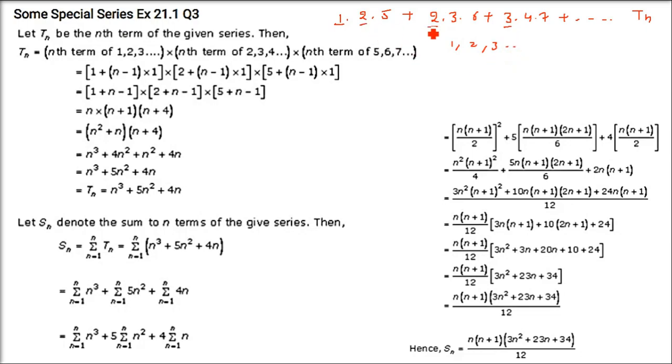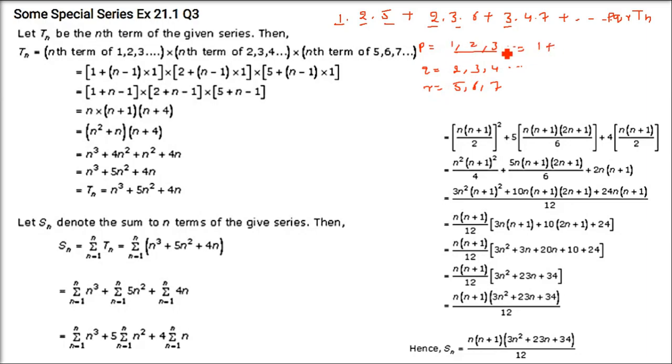1, 2, 3. Then we have 2, 3, 4 like this. Then we have 5, 6, 7 like this. Okay. Now here 1, 2, 3. We can find out the nth terms. Assume you have P, Q, R. So P is the nth term of 1, 2, 3, Q is the nth term of 2, 3, 4 and R is the nth term of 5, 6, 7.